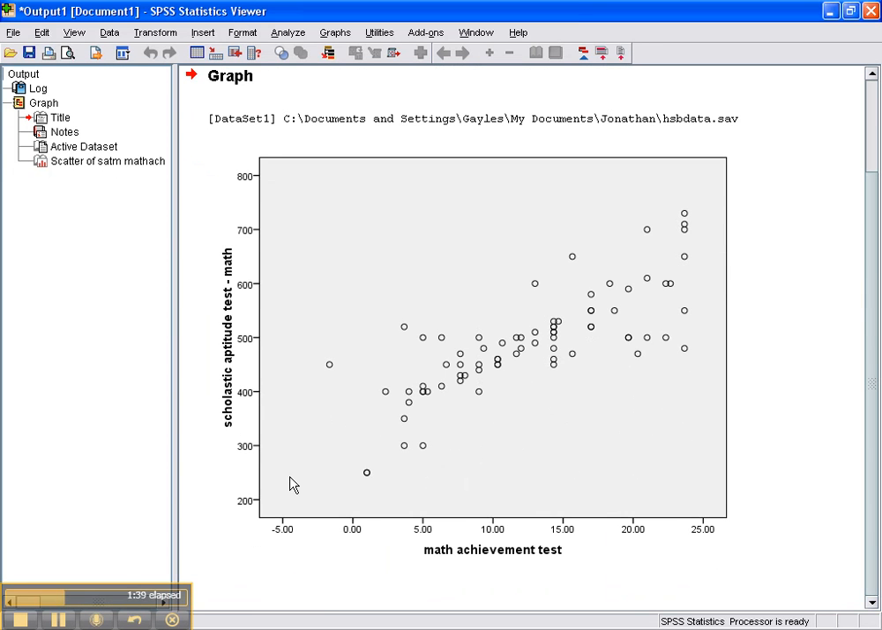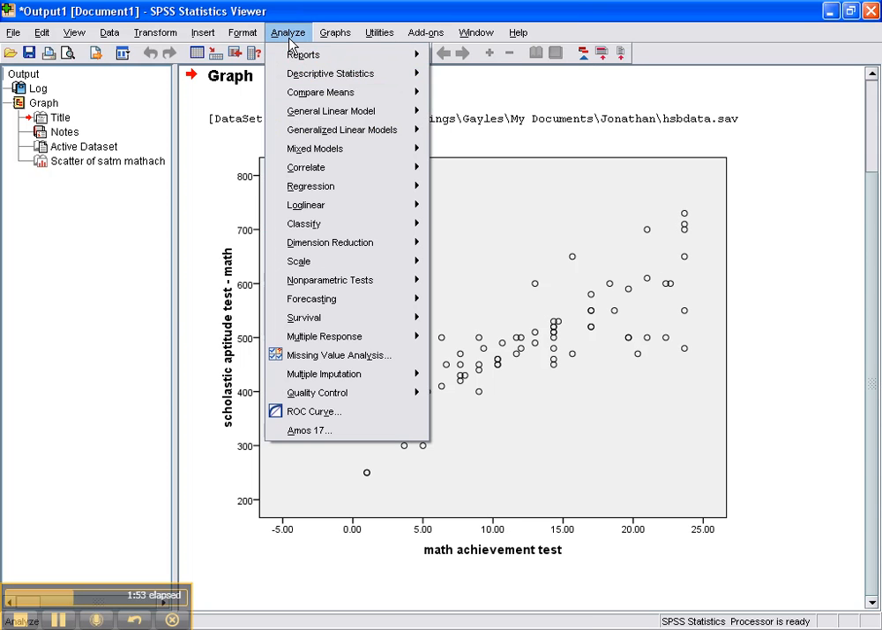Okie dokie. Now look at that. That's strong. That's extremely linear. In the language that your text uses, it's a good fit. I mean, that's really powerful. All right, so let's go ahead and do a linear regression.